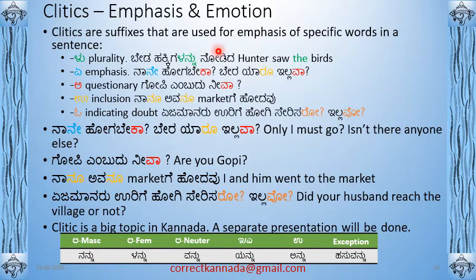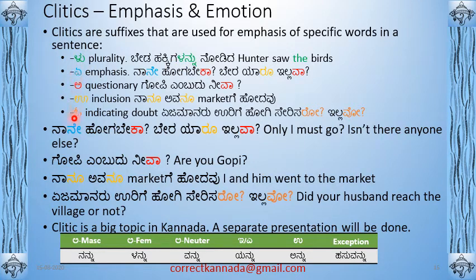Clitics are suffixes that are used for emphasis of specific words in the sentence. Okay, so for plurality you always use galu, right? So this galu, lu is basically a clitic because it indicates plurality. Okay, hakki galu. So the rule that we said was: if a clitic is used on the direct object, blindly use annu, you will not go wrong.